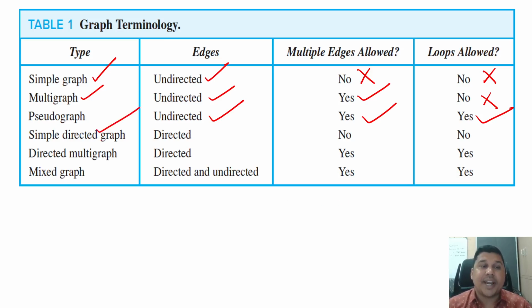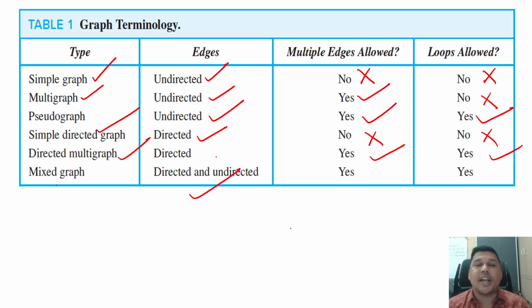Then comes the simple directed graph. The name itself says directed. It is directed. It has no multiple edges, no loops. A directed multigraph is directed. It has loops and it has multiple edges. A mixed graph means it is both directed and undirected. It can have multiple edges. It can have loops. So a combination of everything, loops, multiple edges, directed, undirected, all together, that's a mixed graph.